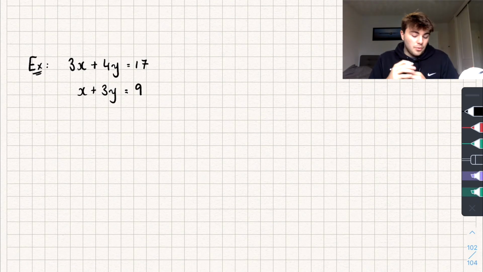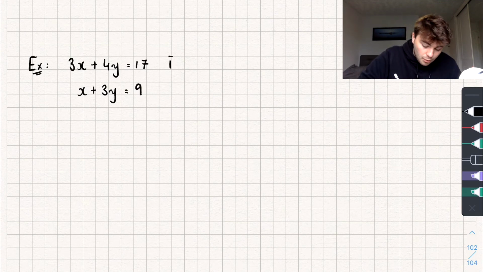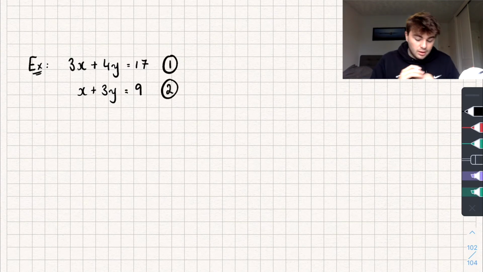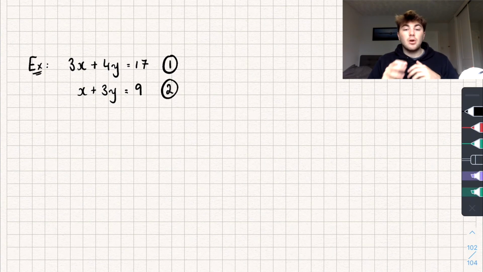So let's look at this one. We've got 3x plus 4y equals 17 and x plus 3y equals 9. So I'm going to first label them equation 1 and equation 2 like this. Now it doesn't matter which equation you choose to rearrange, and it doesn't matter if you want to make it look like x equals or y equals, but usually there will be a way that looks the nicest.